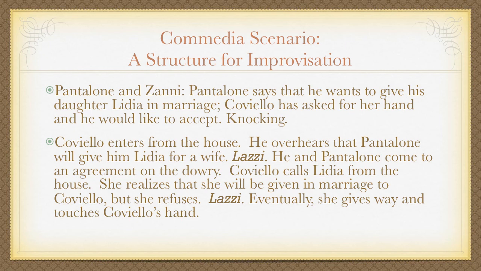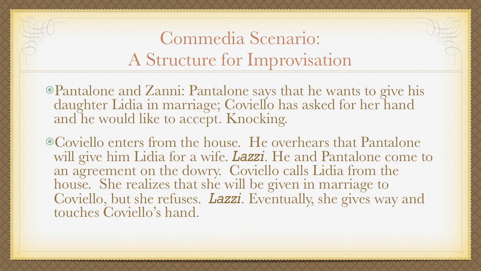Coviello and Pantalone then come to an agreement on the dowry, right? So Coviello's got to come in at some point. They haggle back and forth on the dowry. Coviello calls Lydia from the house. Lydia comes in. Lydia's going to be our lover character, so she'll be pretty and young. She realizes that she will be given in marriage to Coviello, but she doesn't want to be given away. She refuses. Another Lazzi. We're going to throw it in right there. Eventually, Coviello talks her into it, and she gives way and touches Coviello's hand.